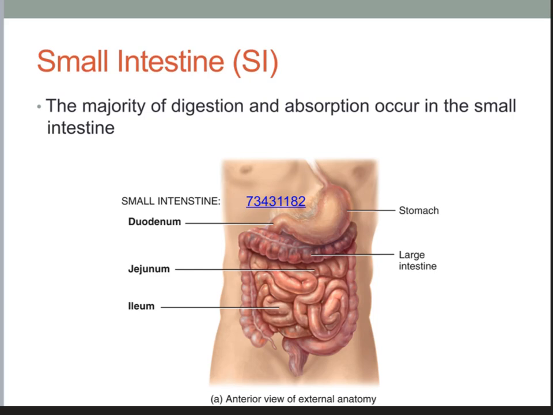Welcome to the second part of our digestion lecture. Now we're going to pick up where we left off on our previous lecture, that being the stomach. So just to recap, we finished the stomach talking about its location, its anatomy, its histology, and its function.